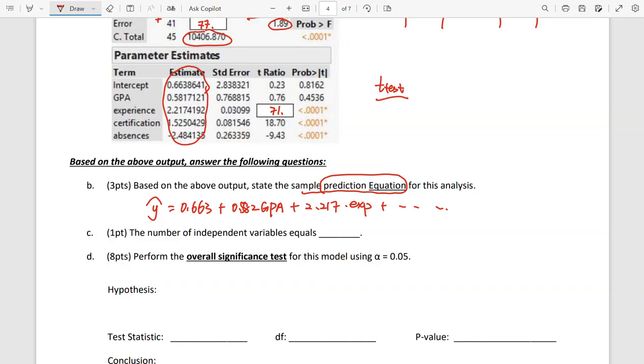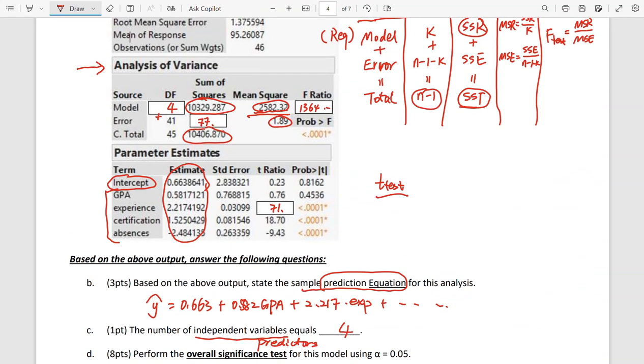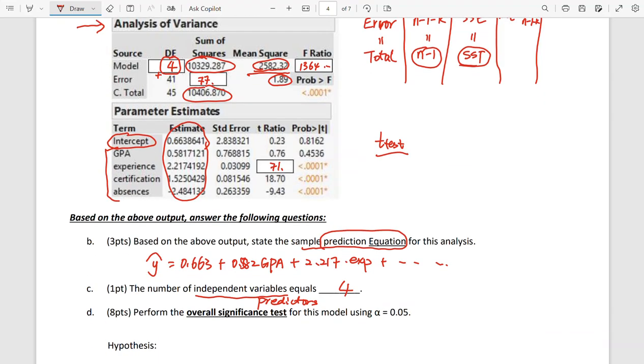Okay, the number of independent variables equals, so that means independent variables is the same thing as asking how many predictors you have. That would be 4 of them. Some of you answered 5. That's because you counted the intercept. But remember, the intercept is not a variable. The intercept is a starting point. It is not a predictor. We can also look at the degrees of freedom for the model. It is the K, which is the number of predictors in your regression.